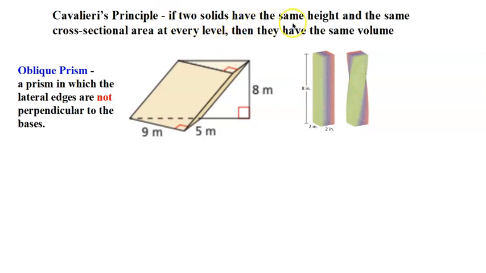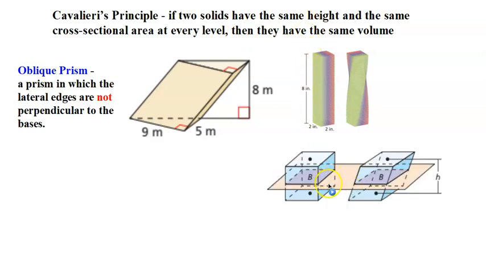It says if two solids have the same height and the same cross-sectional area at every level, they have the same volume. So these two prisms here have the same height, h, and the cross-sections have the same area. The bases have the same area, and all the way up and down they have the same area. So what that means is that our formula works for oblique prisms just as well as it works for right prisms.